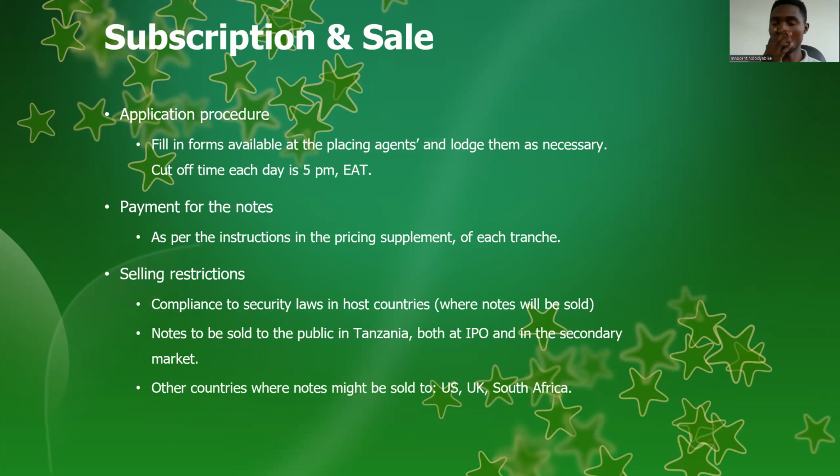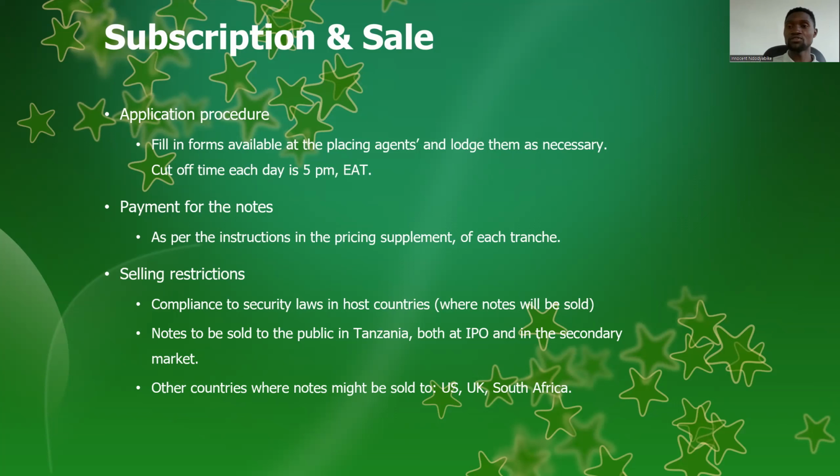The selling of this note is compliant with the laws of Tanzania, and nothing has been brought up to indicate otherwise. What is noted in the issuance of these bonds is basically compliance with the securities laws in host countries where all these notes will be issued or sold. Some of these countries include the UK, South Africa, and the US.